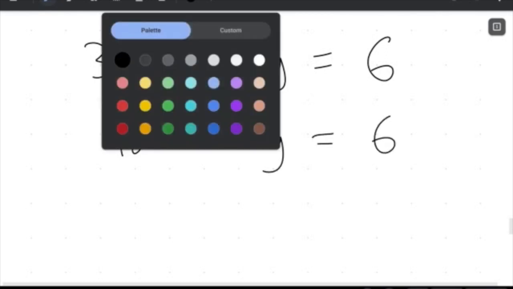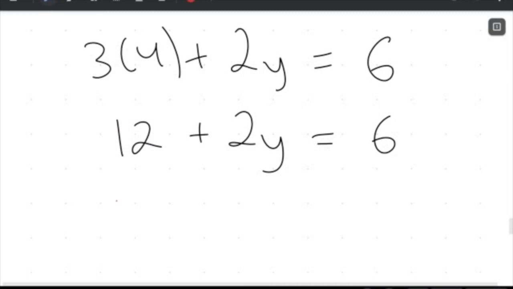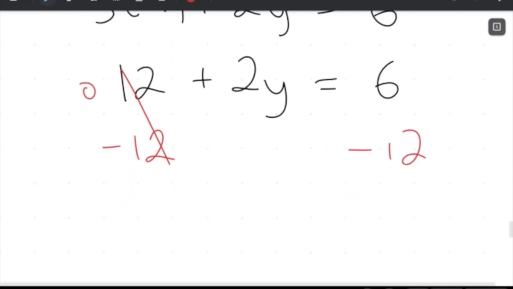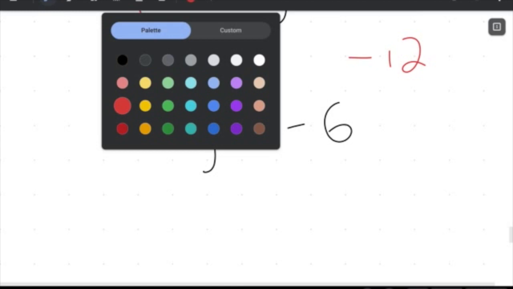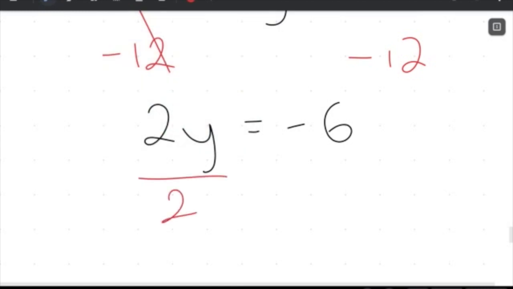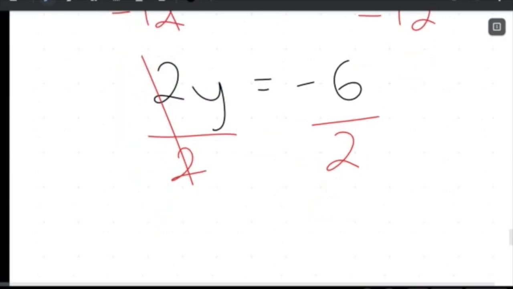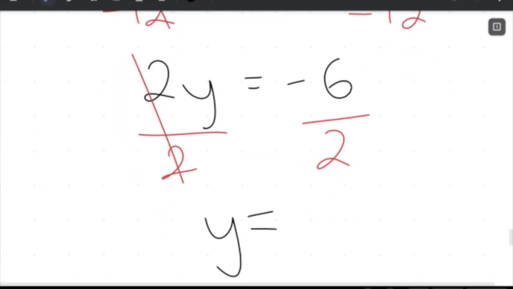And now I just want to systematically solve this equation. So this is nothing new. We've done this stuff before. I want to subtract 12 from both sides. That gives me 2y on its own equals 6 minus 12, which gives me negative 6. And then I just want to divide both sides by 2. And I will get y equals negative 6 divided by 2, which gives me negative 3.